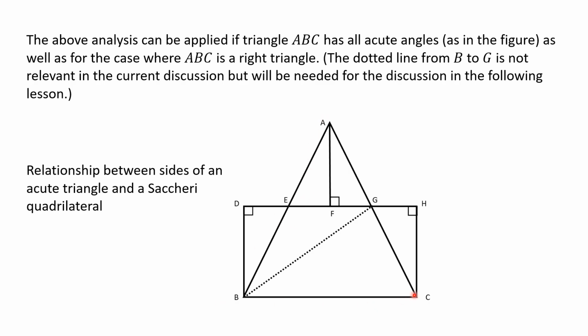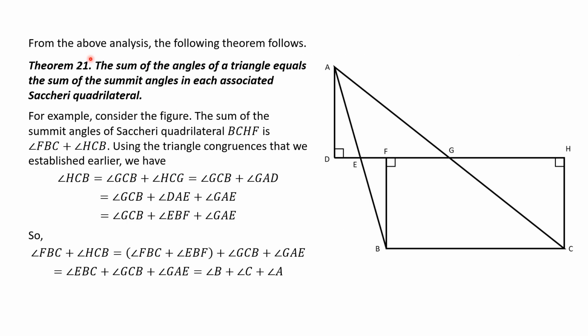We could do the same thing if ABC was a right triangle. Then A would just kind of move directly over here, and it's even easier to do the construction. I'll leave that as an exercise to the reader, but I won't actually do it here. I also have this dotted line in here, which I'll make use of later, but it's not relevant to the discussion on this slide.